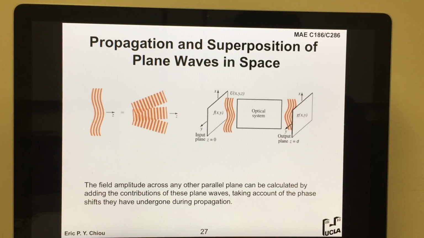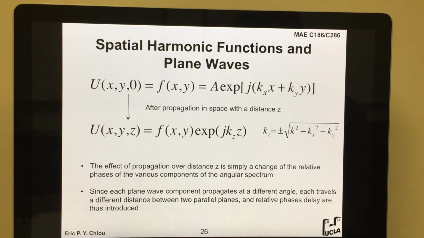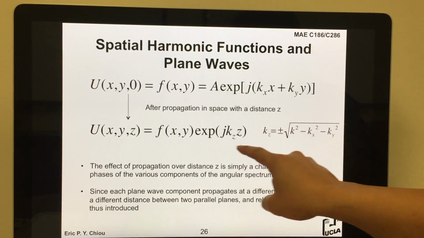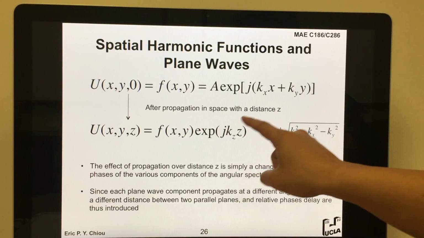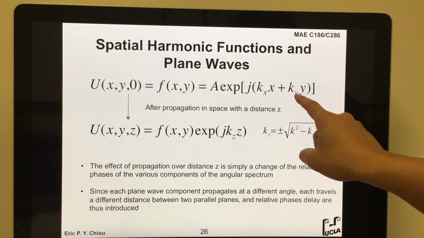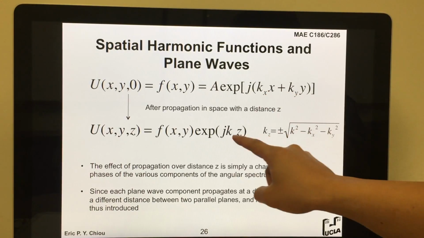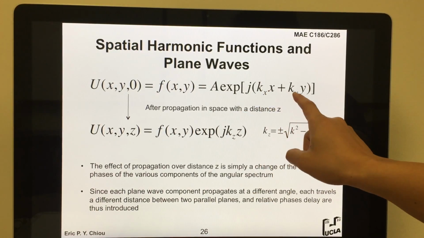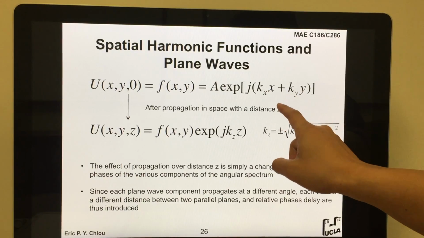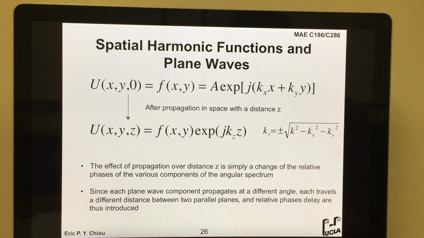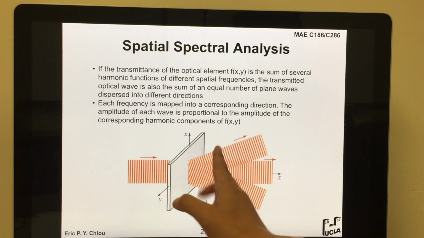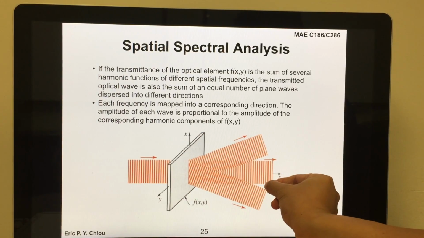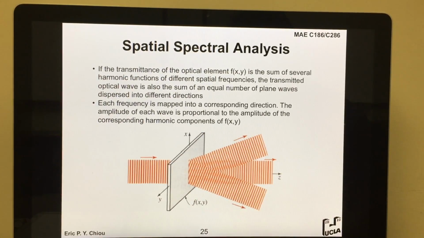How much phase change each plane wave experiences can simply be calculated by this. If your kx and ky are big, then your kz value will be small. If on the other hand kx and ky equal 0, which is a wave propagating in this direction, then you can have a very large kz wave number there.